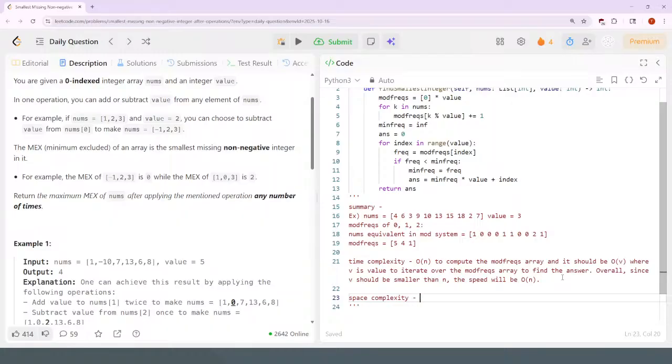Space complexity is O of V, where again V is the value, since you need an array of mod frequencies. Yeah.